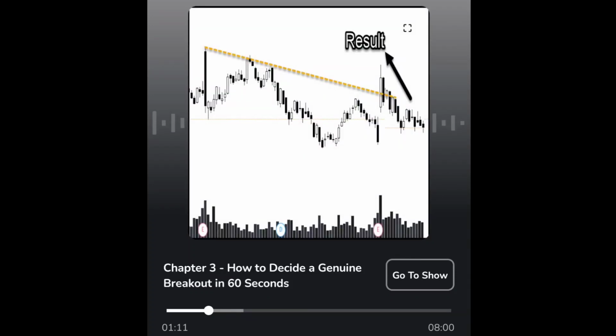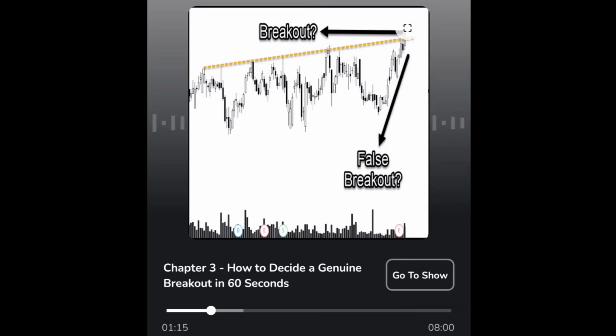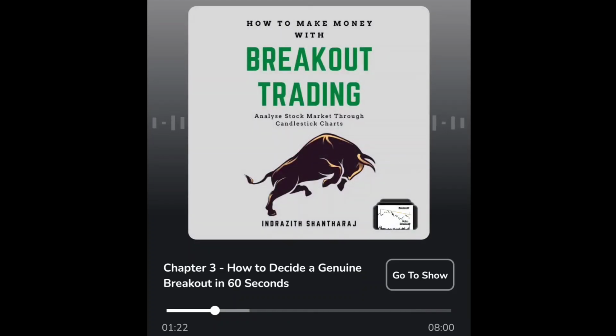Once again, in image 3.3, the price has closed above the trend line. But there is an opposite response from the sellers which resulted in a big wick. It indicates that the probability of a false breakout is very high, and we can see the result in image 3.4.